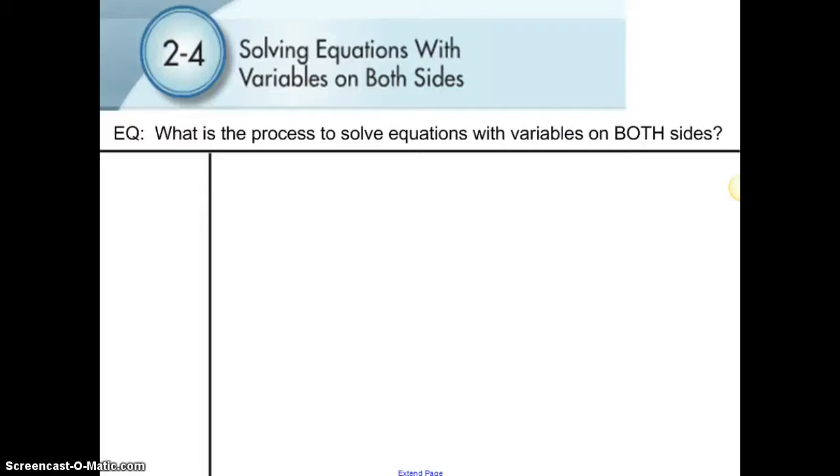Everybody, and welcome to today's episode of Math Masters with Mrs. Beaver, where we will be solving equations with variables on both sides. Would you please start to put your notes together? Your essential question for the day is, what is the process to solve equations with variables on both sides?